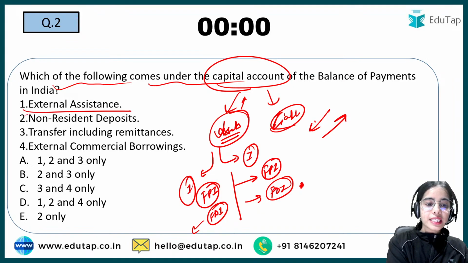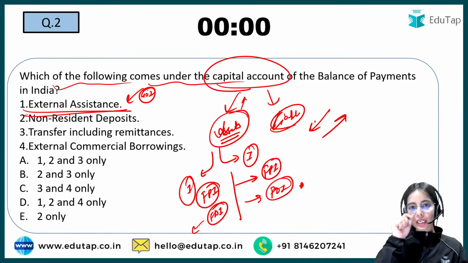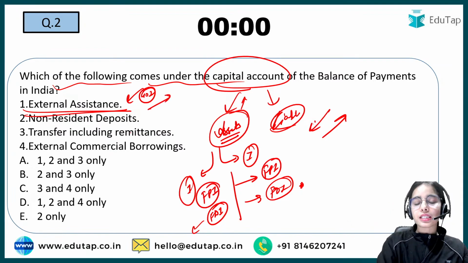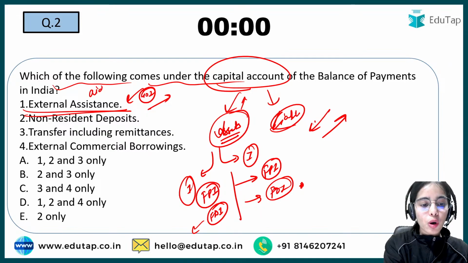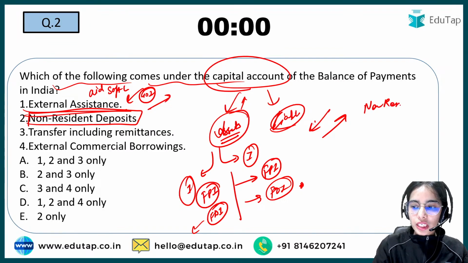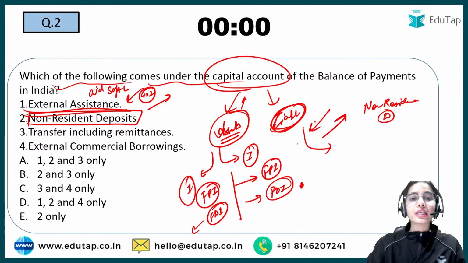Okay, so external assistance: the Government of India gets assistance from other countries and from multilateral institutions, and we also provide assistance to other countries in the form of aid and soft loans. Okay, non-resident deposit. If non-residents make deposits in our country, that is a liability for our country, because we will have to return the deposits.